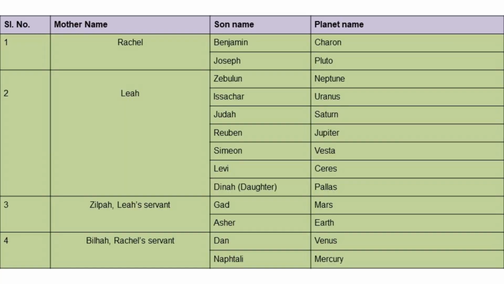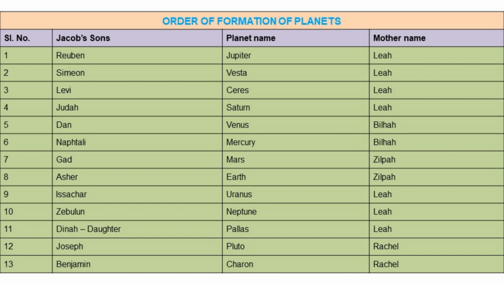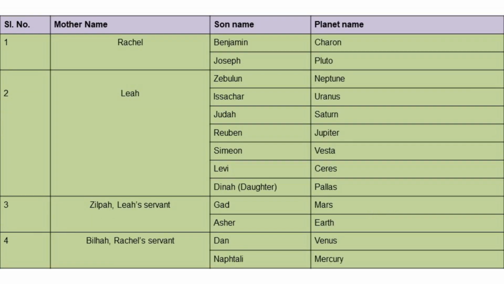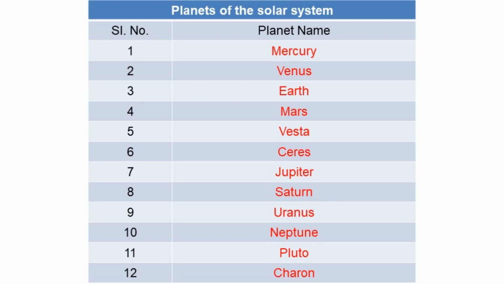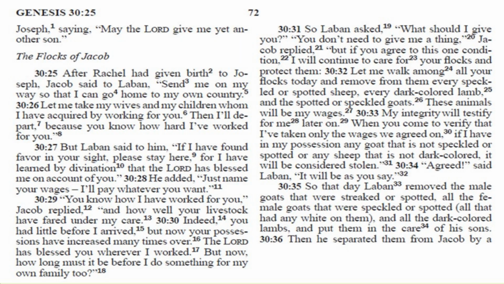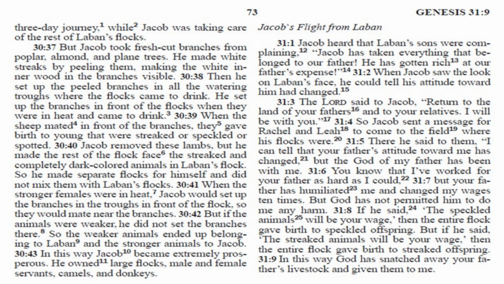The names of Jacob's children and corresponding planets, as shown in the slide, are formed from these 4 nebular masses. This is the order of the formation of the planets as shown in this slide. The Earth is in the 8th position in the order of formation of the planets. To keep this video short, I am skipping the details, which shall be discussed in one of the future presentations, inshallah. Verses number 25 to 43 of chapter number 30 explain the acquiring of flax at Laban's place.